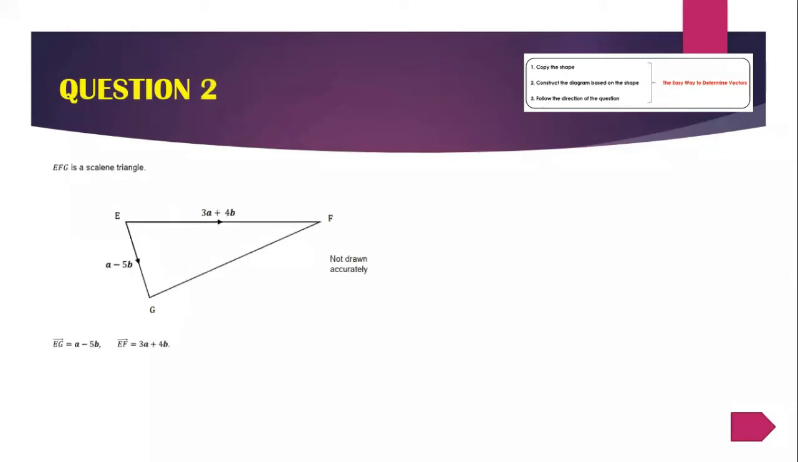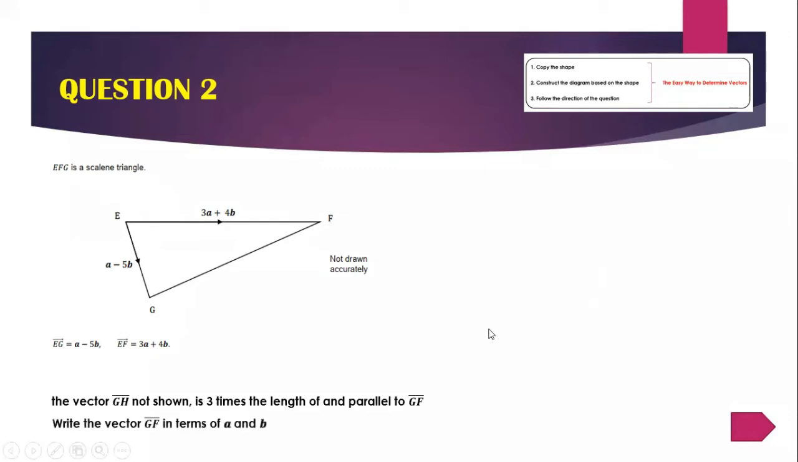Now we go to question 2. Okay, this is question 2. Look at the diagram. EFG is a scalene triangle, not drawn accurately. Factor EG is a minus 5b. Factor EF equals 3a plus 4b. The factor GH, not shown, is 3 times the length of and parallel to GF. Write the factor GF in terms of a and b. Okay, this question is very easy. Everyone, our tricks are very clear.